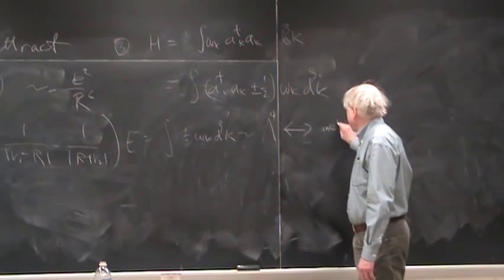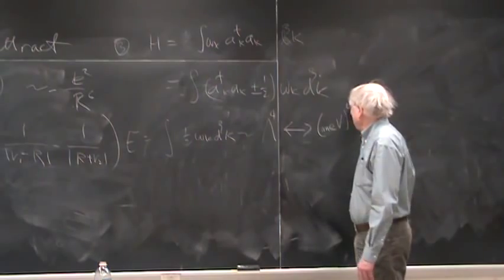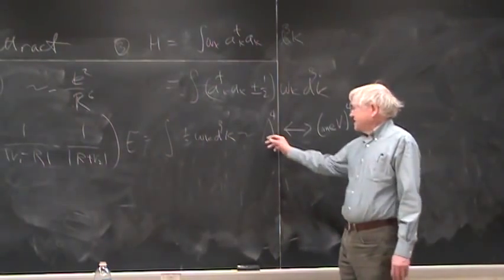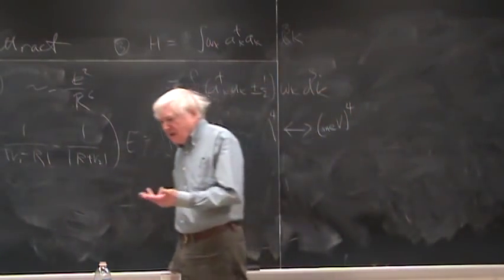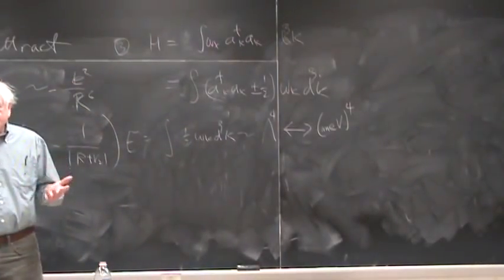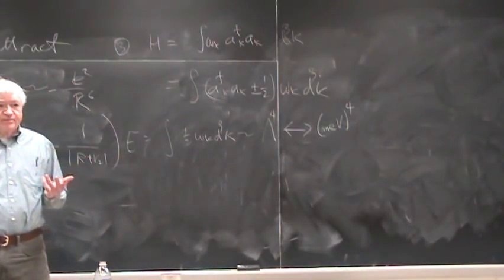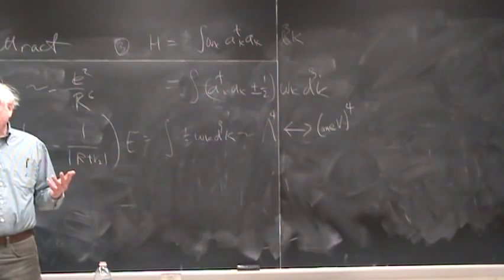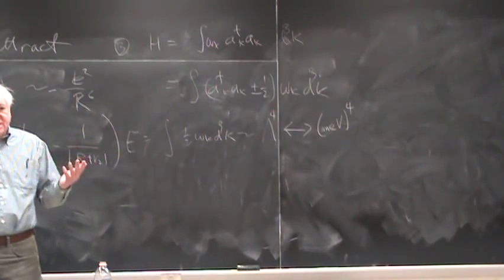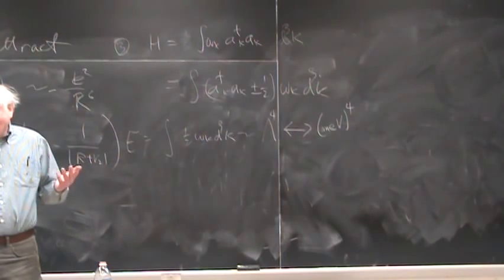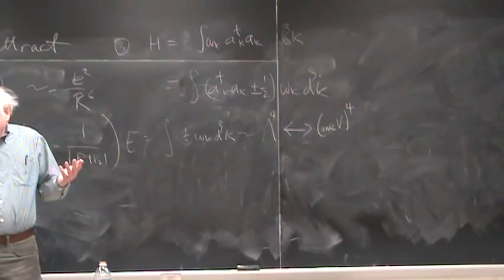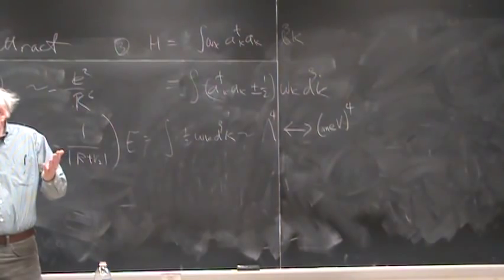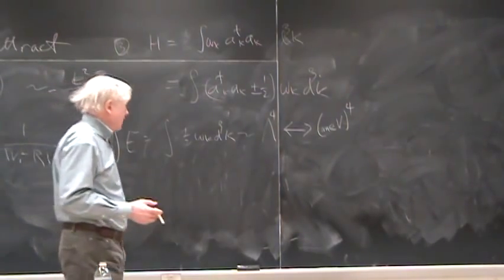A few milli-eV to the fourth. Well, that means the cutoff has to be of the order of milli electron volts, which is absurd, because we know that perturbation theory works. We know what's going on in physics up to energies of the order of a TeV, and we don't need any cutoff up to a TeV. So something very puzzling is going on.